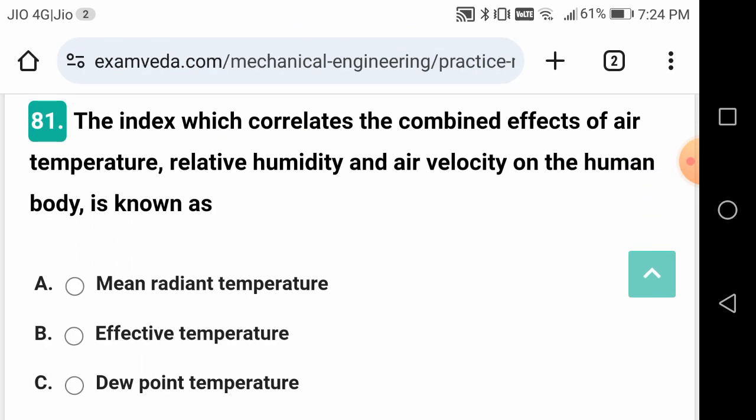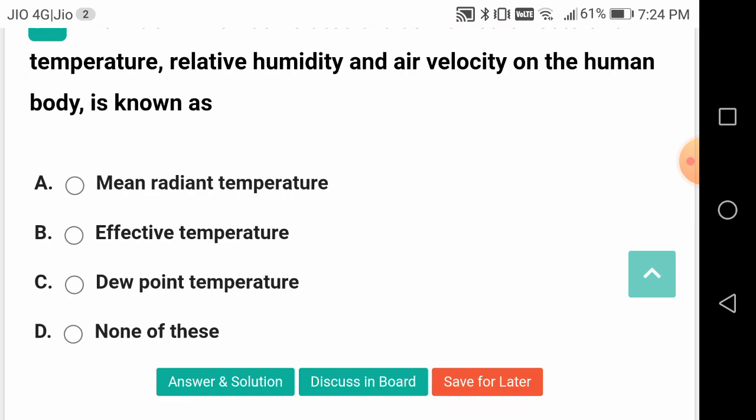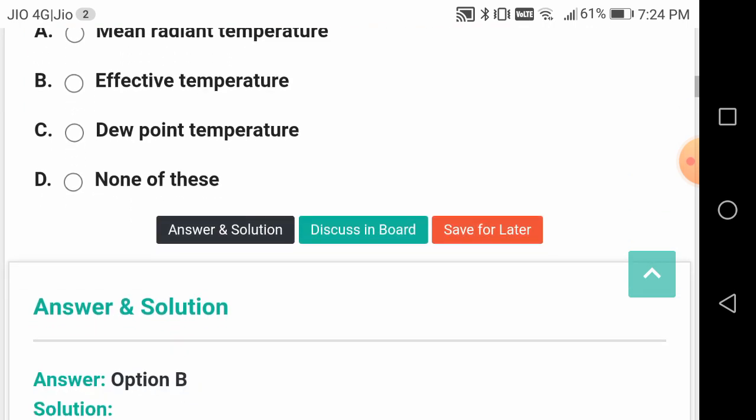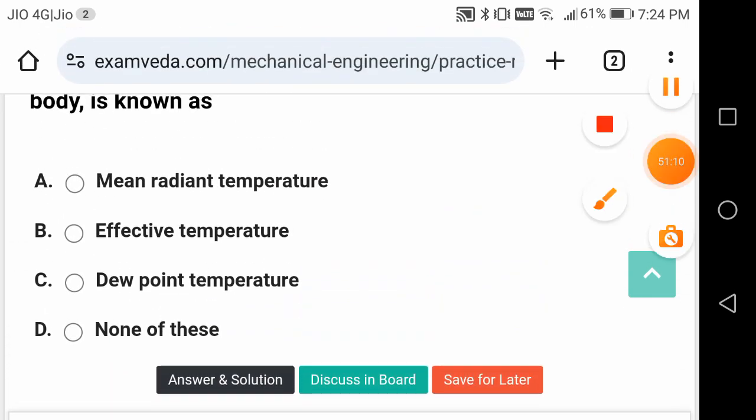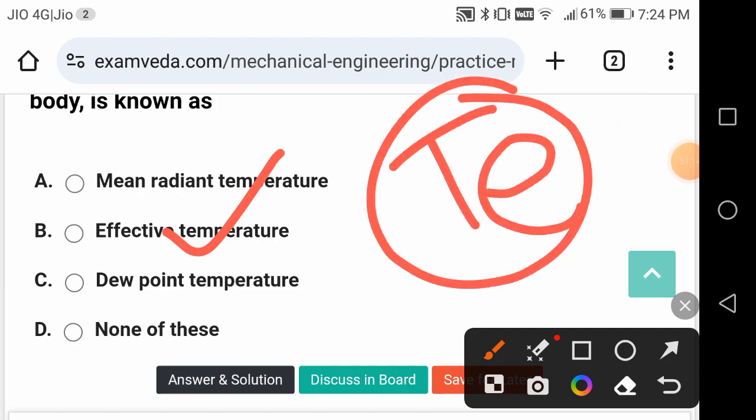The index which correlates the combined effects of air temperature, relative humidity, and air velocity on the human body is known as, this is a good question, friends, effective temperature. Effective temperature, TE. This is very useful in air conditioning systems. Mean radiant temperature, dew point temperature, no. Effective temperature.